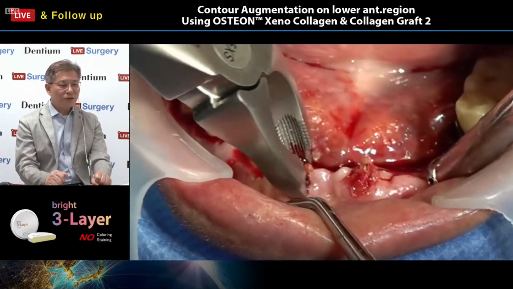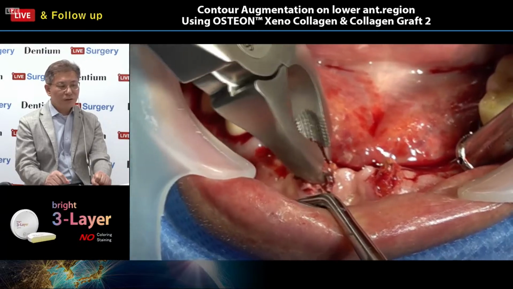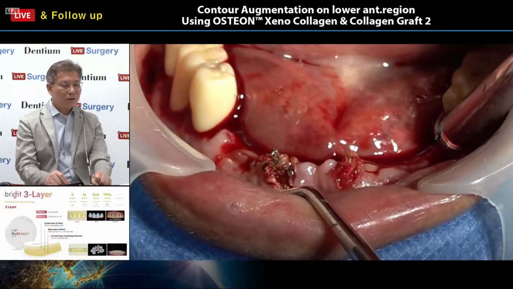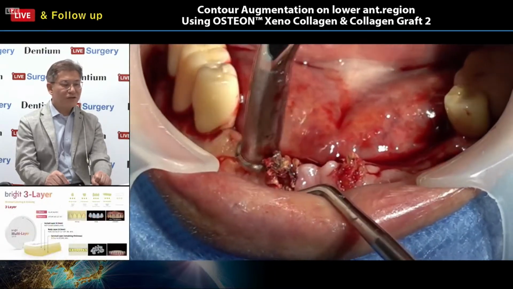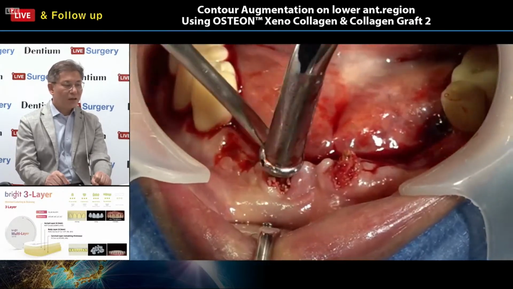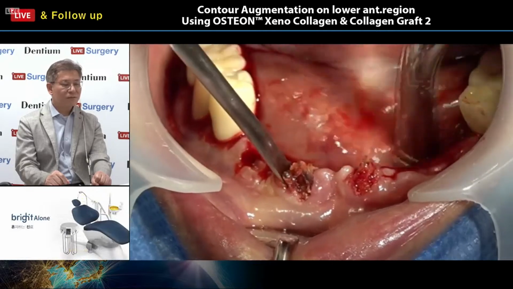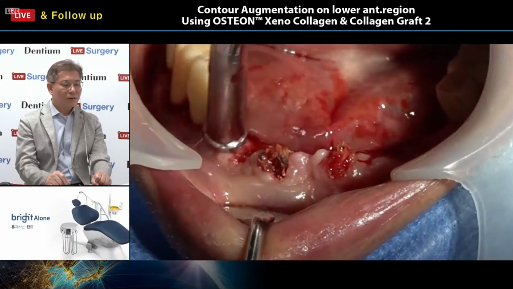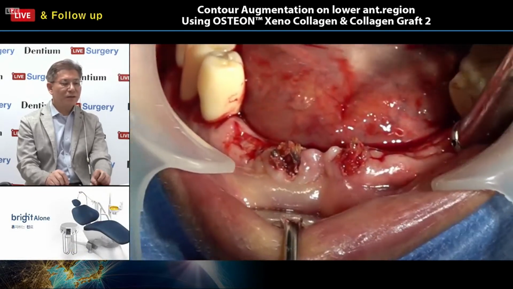Okay, try the root tip forceps to extract the remaining piece. Now he is using the elevator.